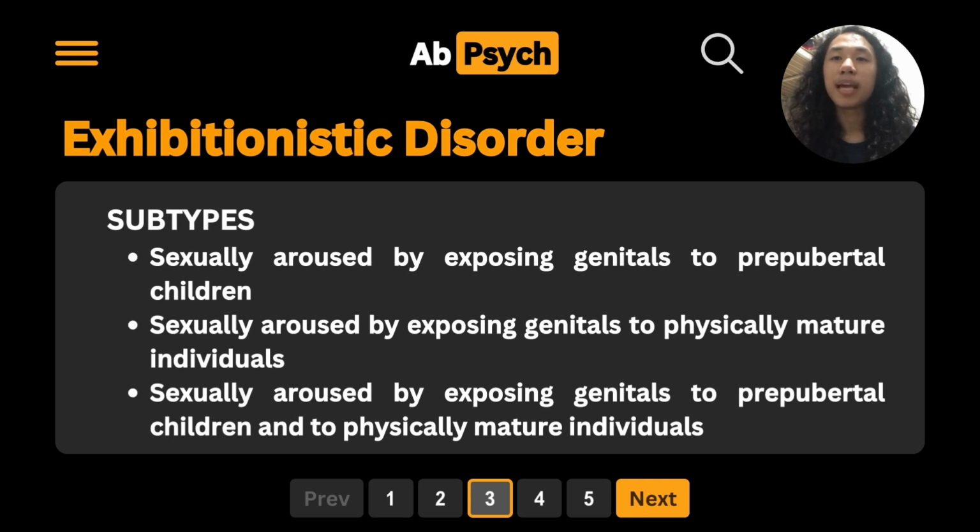So let us move on with the subtypes ni exhibitionistic disorder. So yung kanyang mga subtypes ay naka-classify based doon sa preferred target or victim niya. The first ones are the prepubertal children. These are children within the age range of 9 to 12 years old, so they are pre-teenagers. Next are the physically mature individuals. So in other words, they are adults. And lastly, both prepubertal children and physically mature individuals. So mas malawak yung kanyang range of options of choices ng victim because both children and adults ay kanyang tinatarget. Hindi siya selective sa kanyang pinaprefer na gawan ng exhibitionistic acts or behavior.